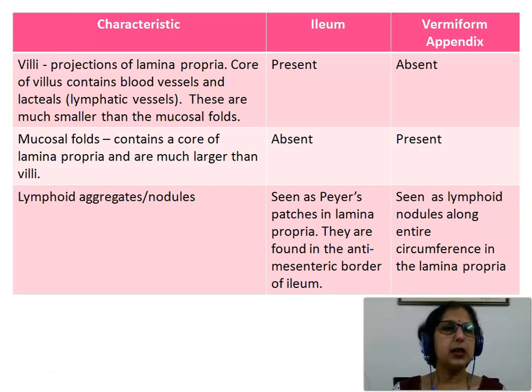And most important, lymphoid aggregates or lymphoid nodules. These are seen as Peyer's patches in the lamina propria in the ileum, and they are found only along the anti-mesenteric border of the ileum. So they are not seen in the entire circumference, but only along the anti-mesenteric border. Whereas in vermiform appendix, these lymphoid aggregates are seen along the entire circumference of the wall of the appendix in the lamina propria and may at times cross the muscularis mucosae and also enter into the submucosa.